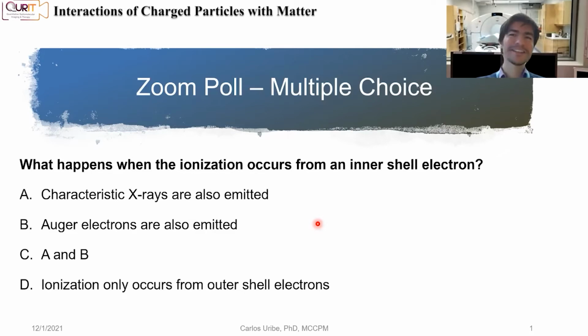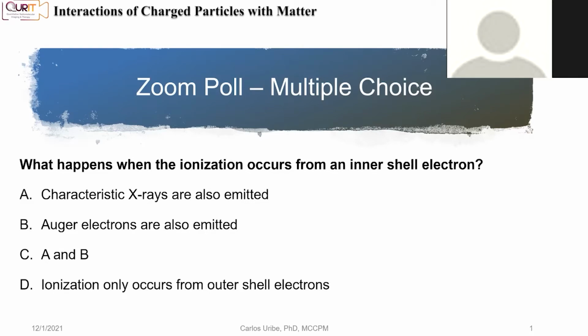So what do you think is going to happen from having that ionization? What happens when the ionization occurs from an inner shell electron? Carlos, the poll is true or false. Can you do a multiple choice? Yeah, thanks.